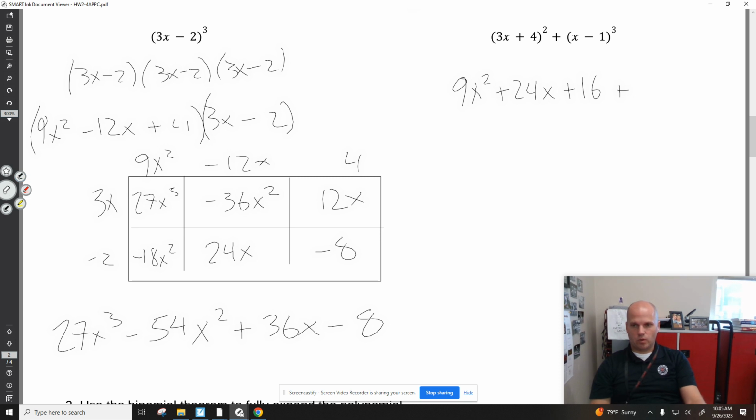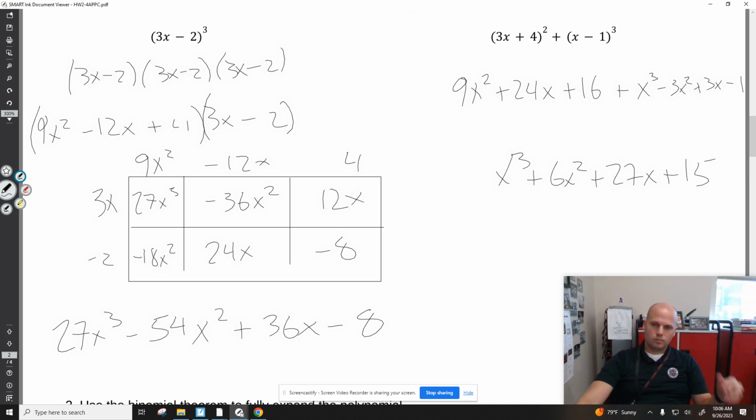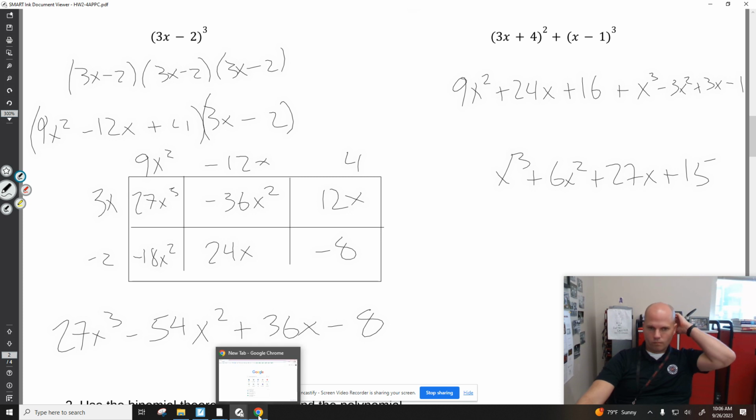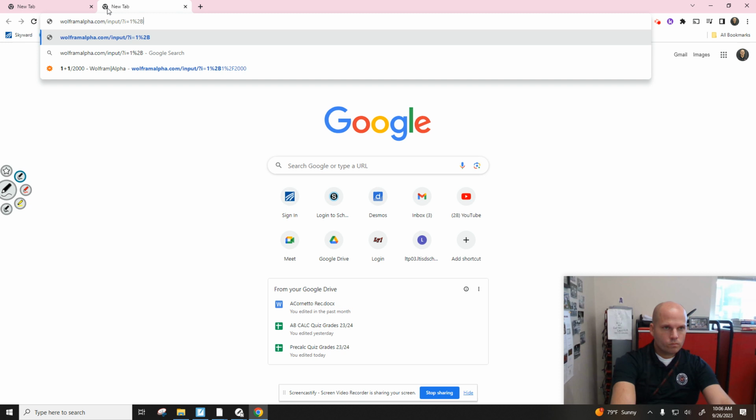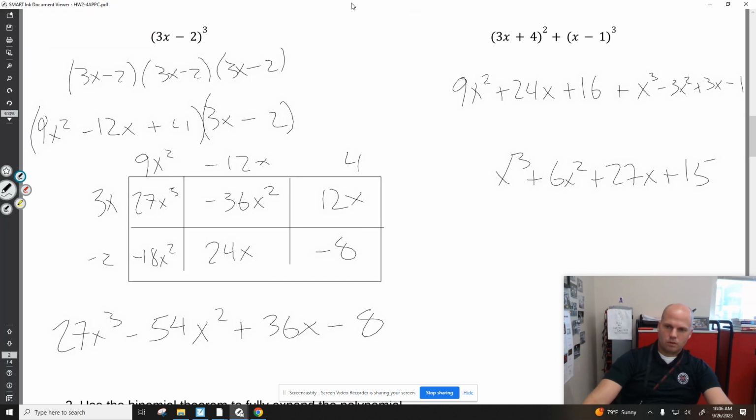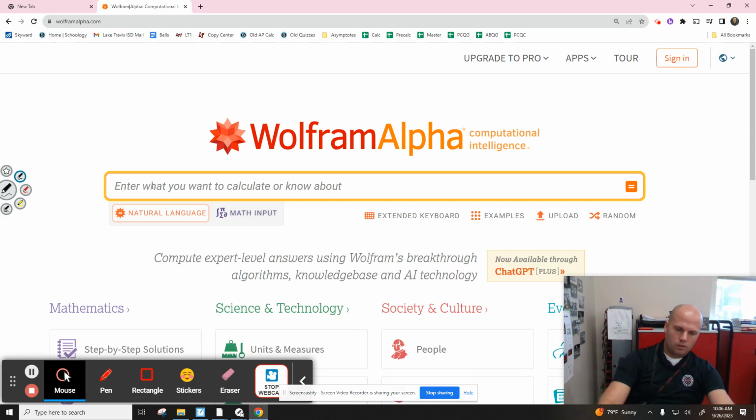I've done x minus 1 cubed before. x cubed minus 3x squared plus 3x minus 1. It's literally the binomial theorem. You could do that yourself. x cubed, 6x squared, 27x's, 15. This is the original photo math.